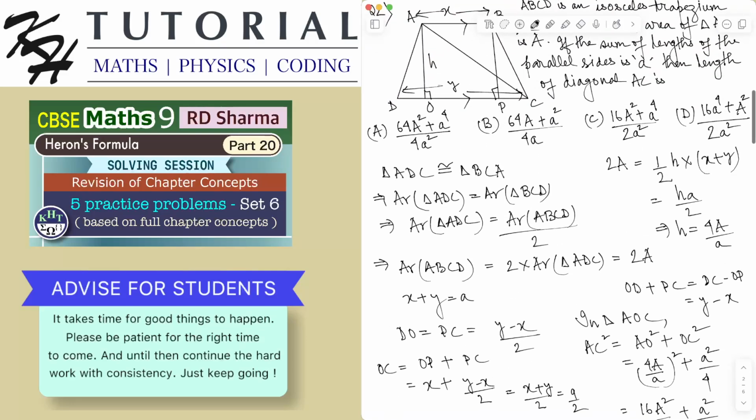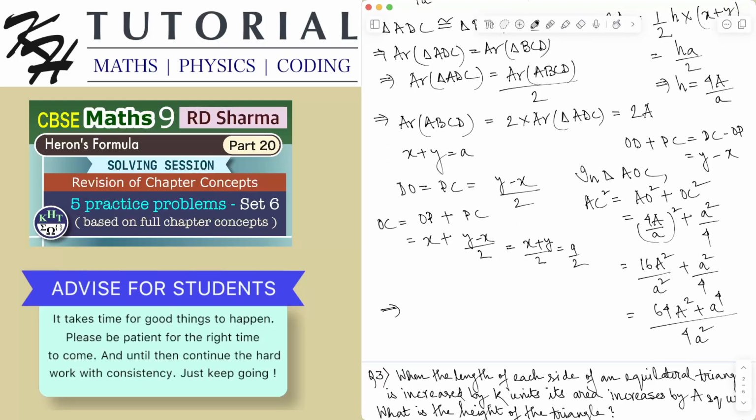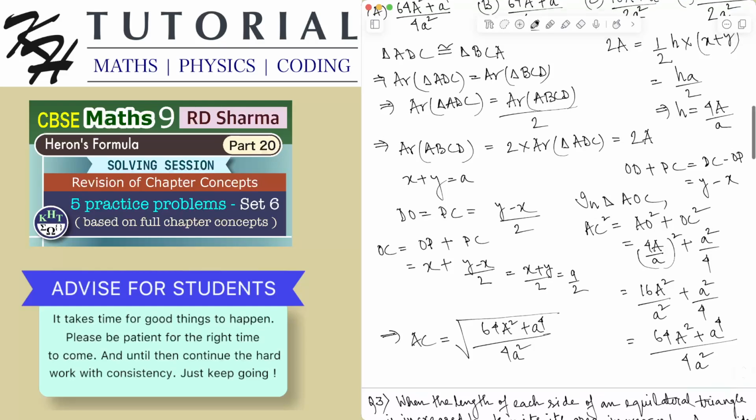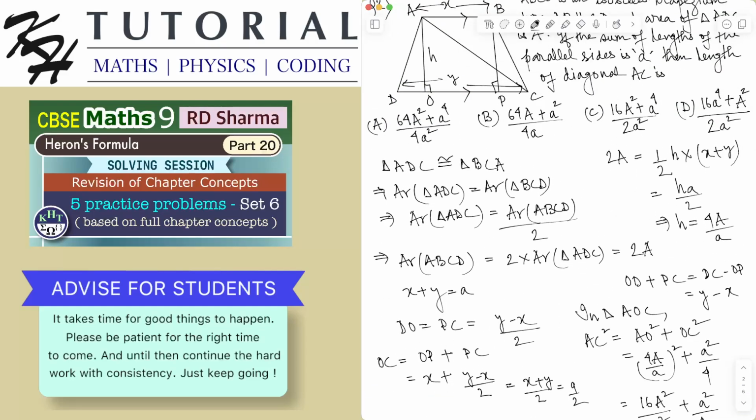I am sorry, all the choices are given wrong. All the choices should have been under a square root. I am sorry for providing the incorrect choices. So this implies AC is equal to square root of 64A square plus a to the power 4 divided by 4a square. So actually the correct choice should have been A, but the square root is missing.